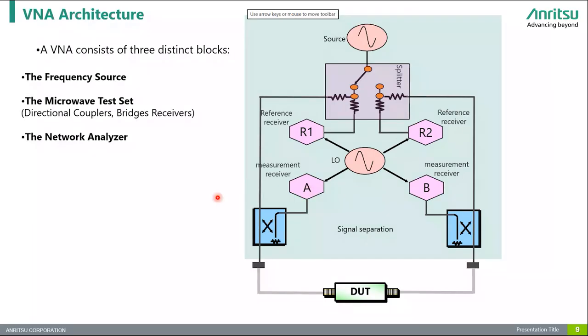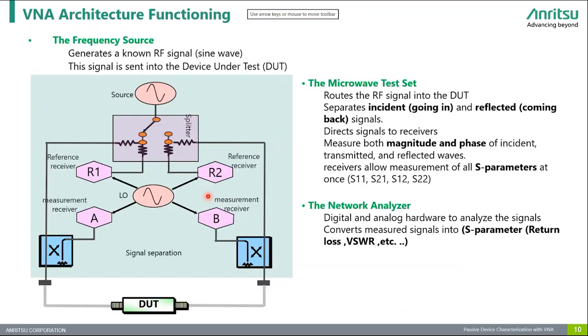Understanding this architecture is crucial because it helps us appreciate how a VNA achieves such high accuracy and dynamic range in measuring both magnitude and phase. Let's discuss these blocks in depth in the coming slides.